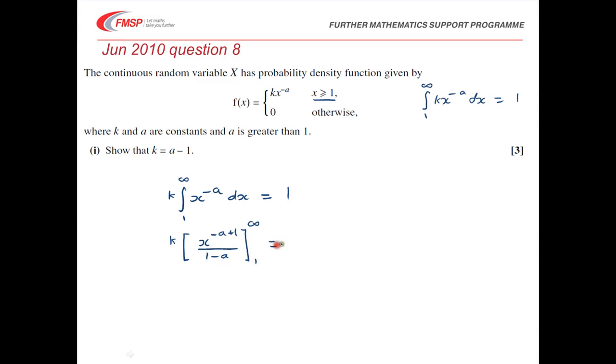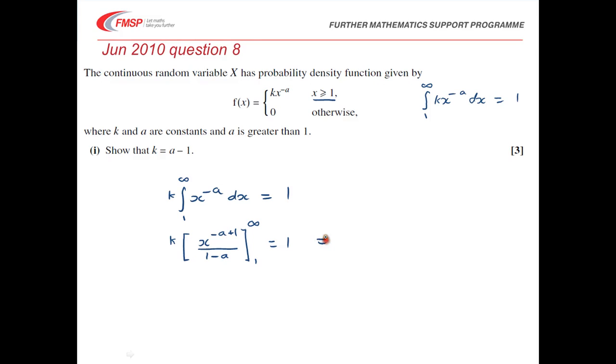Now you may have been taught on previous modules that we really shouldn't put infinity into an integral like this, and we have to change the variable and then see what happens. We don't really worry about that too much at this level, because it's the same as putting infinity in, so we can. You just got to do it very carefully.